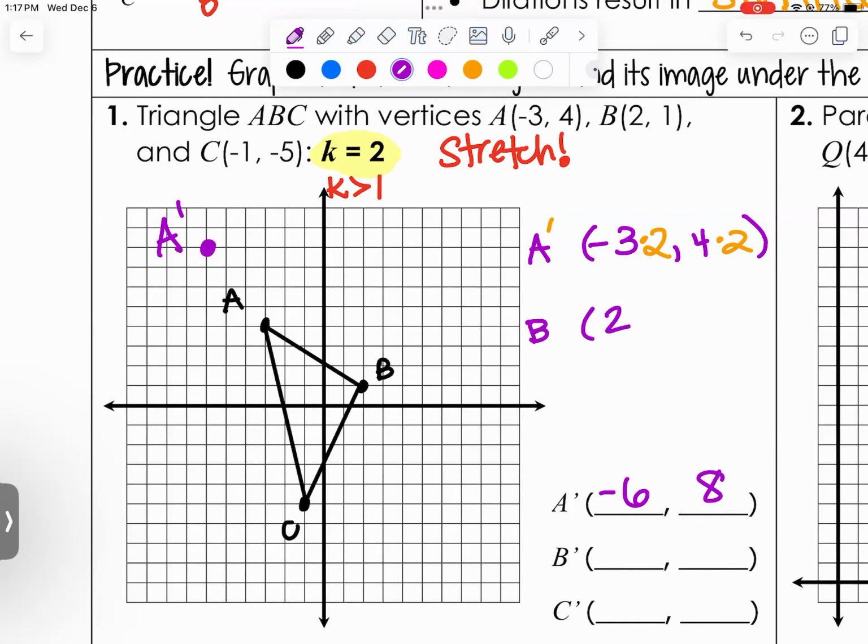Coordinate B is at (2, 1). But our scale factor is 2. So B prime. Caesar, what is B prime going to be? What's our new coordinate going to be? Well, read it. What's 2 times 2? And what's 1 times 2? All right. So (4, 2).